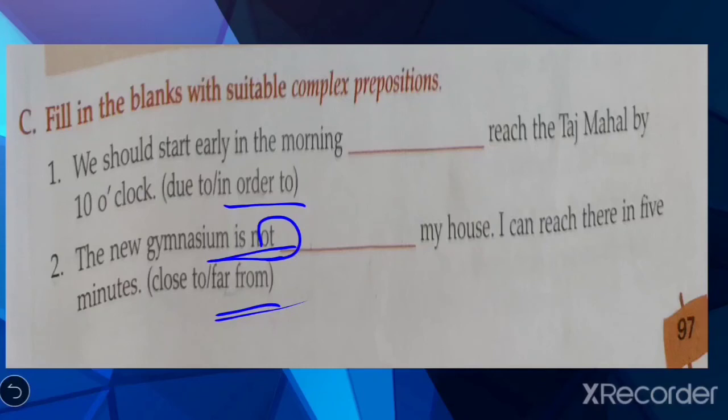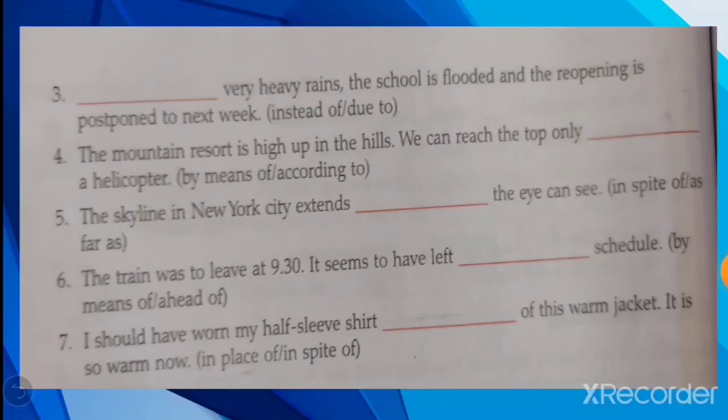Now let's move to the next page, page number 98. Now look at the third one. Dash very heavy rains, the school is flooded and the reopening is postponed to next week. Instead of means in place of, and due to means because of. So what's the correct answer here? Due to. Due to very heavy rain, the school is flooded and the reopening is postponed to next week.